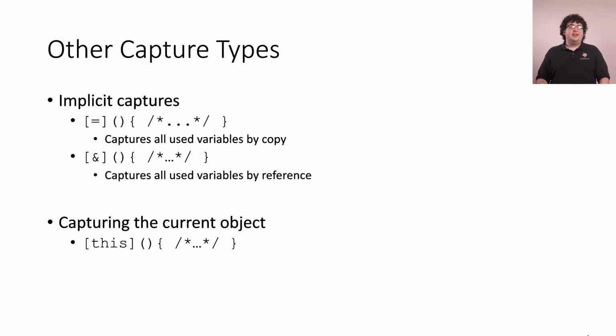When you're writing a lambda in an object, you can capture the object by adding this to the capture list. The lambda body then has direct access to all the members of the current object, as if it were a member function itself. It's important to remember that capturing this is capturing a reference to the object, so the lambda should not outlive the object it captures.